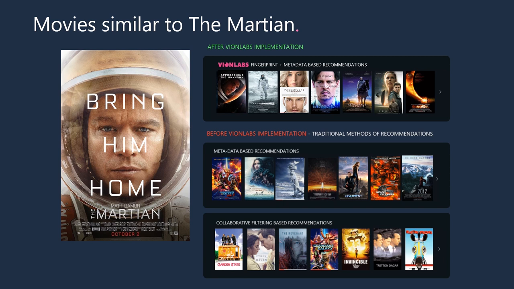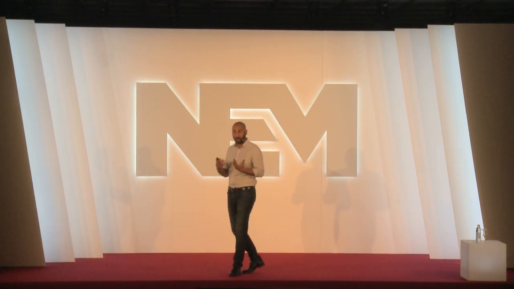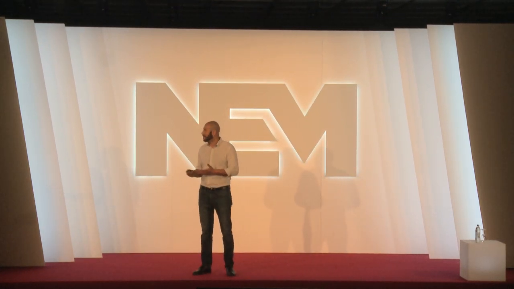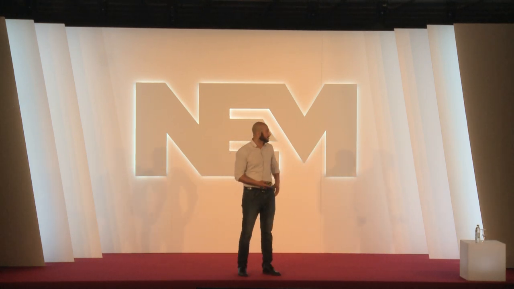The movie Arrival and Martian are not both played out on Mars, but they're both talking in the same way emotionally to us. They're slower sci-fi, they're telling a very complex story. And now we can actually capture this essence. We have never been able to do that before up until today and with the technology that is available today.